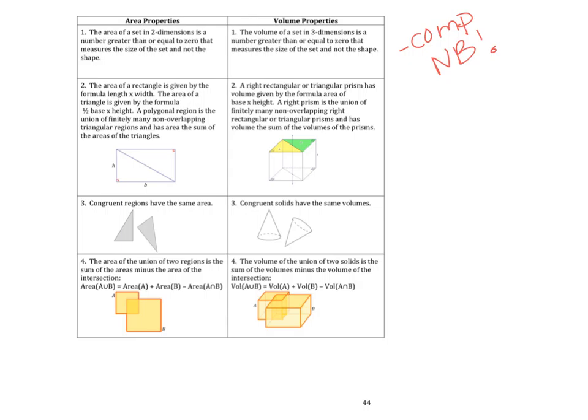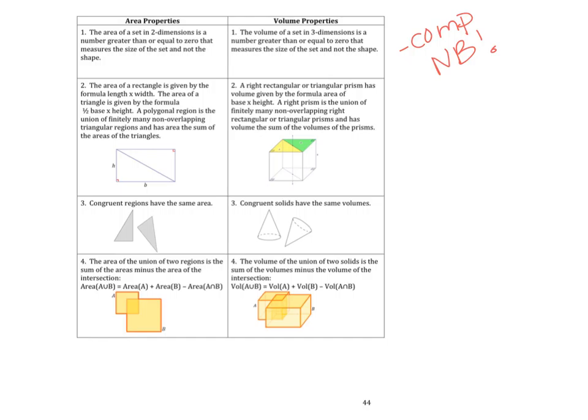So area property number 1. The area of a set in 2 dimensions is a number greater than or equal to 0 that measures the size of the set and not the shape. Number 2. The area of a rectangle is given by the formula length times width. The area of a triangle is given by the formula 1/2 base times height. A polygonal region is the union of finitely many non-overlapping triangular regions and has area the sum of the areas of the triangles.